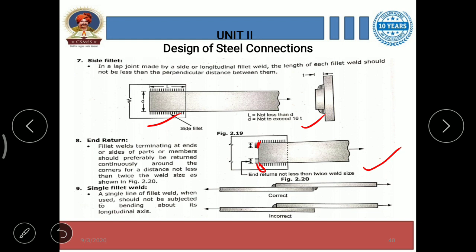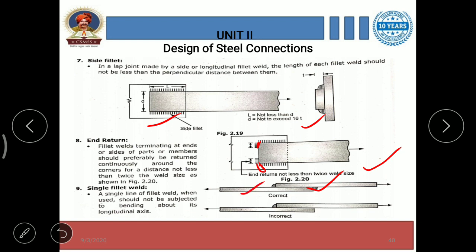And finally, single fillet weld. A single line of fillet weld when used should not be subjected to bending about its longitudinal axis, and for that the correct figure is the first, not the second. That single fillet should be like this.